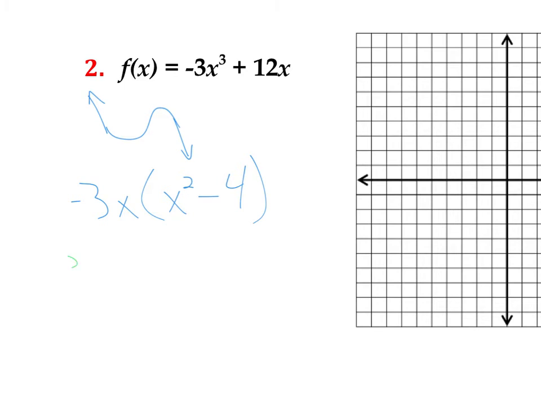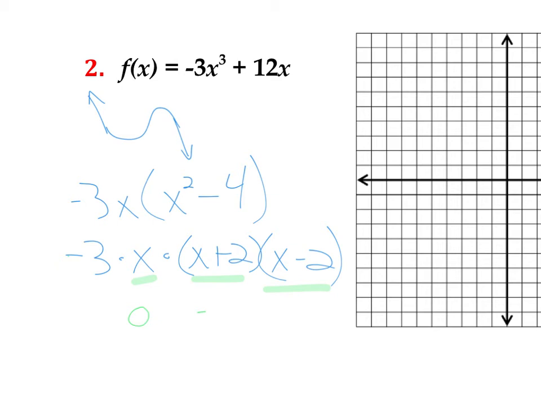So I've got negative 3 times x times... We've got difference of squares, which breaks down into conjugate pairs. So x plus 2 and x minus 2. So now I've got 1, 2, 3 factors, which means I'm going to have 1, 2, 3 x-intercepts at 0, at negative 2, and at positive 2. All of these factors have an exponent of 1. That's all odd, so they all have an odd multiplicity, which means it's going to go through all of those points.